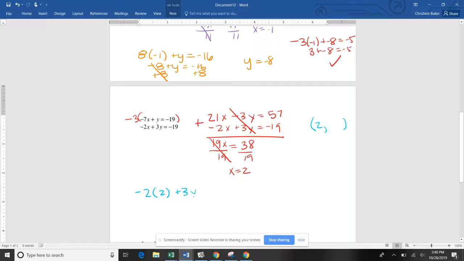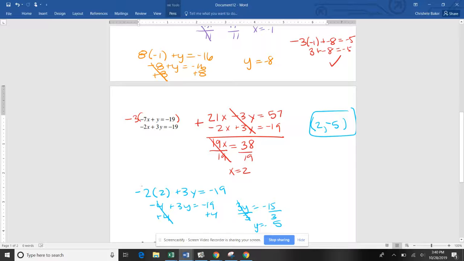Plugging that x in and solving for y. That will give me negative 4. Add 4 to both sides. And divide by 3, inverse operations. And my y is negative 5.